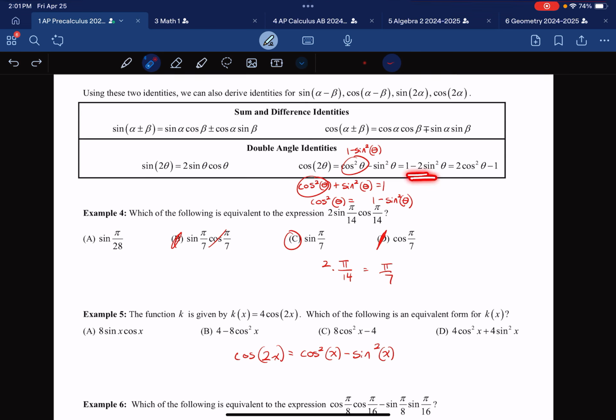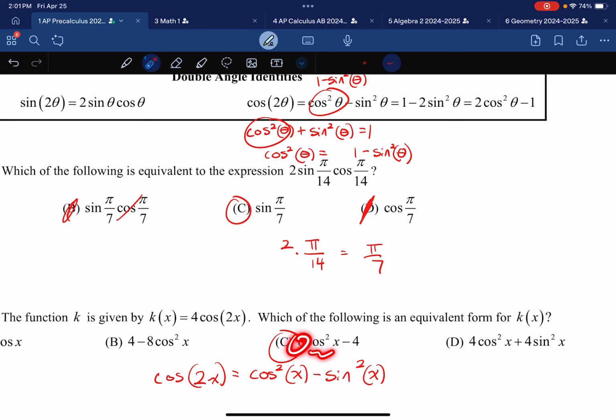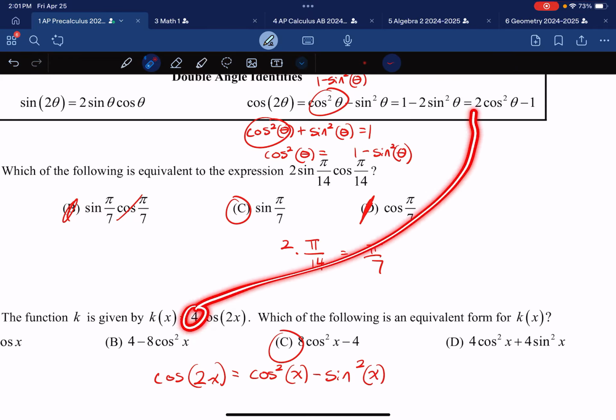So check this one out. Look how similar these look. 2 cosine squared minus 1, something that's doubled cosine squared minus the original 1. So if I had taken this 4 right here and distributed it into that 2 and to that 1, I would have gotten an 8 and a minus 4. That's where that came from. Excellent. So this is, again, memorizing those formulas is super duper important.